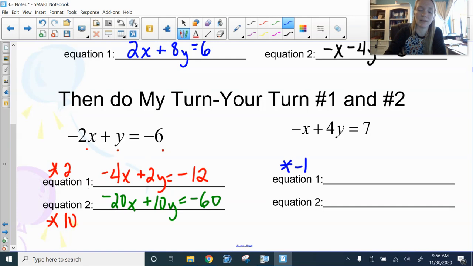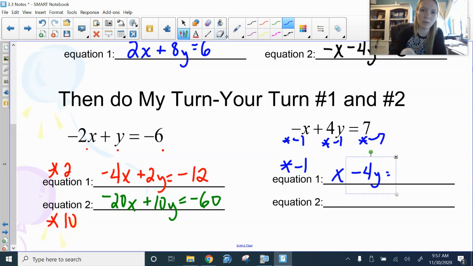Like this first one, on the second my turn, your turn, if I multiplied everything by a negative 1. So if I multiply by a negative 1, a negative times a negative is going to make this a positive x. If I multiply the 4 times a negative 1, that would make that a minus 4y. And if I multiply my 7 by a negative 1, that's supposed to be a 1.